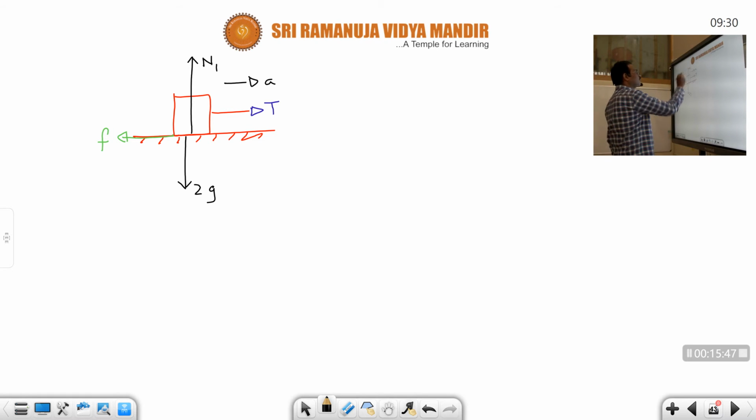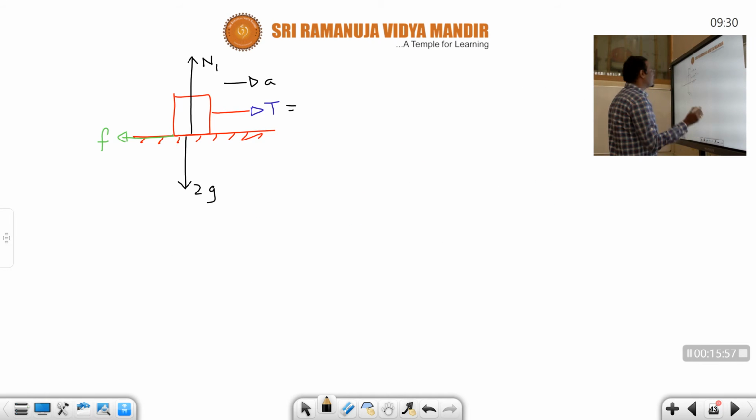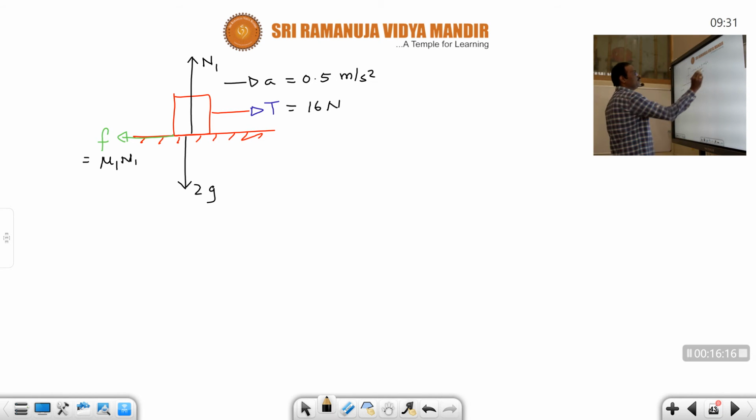Now use the resultant force. How much are you getting? The value of tension given in the numerical is 16 Newton and acceleration 0.5 meter per second square. Tension T is equal to 16 Newton is given. Therefore, force of friction F is equal to Fk is equal to mu1 into N1, then 2g it is.